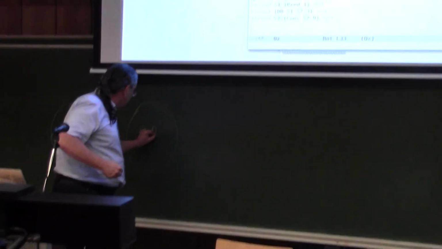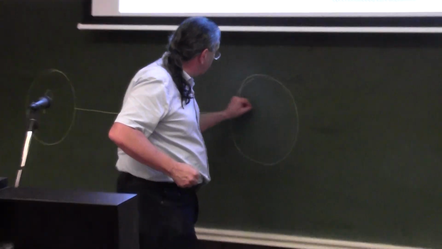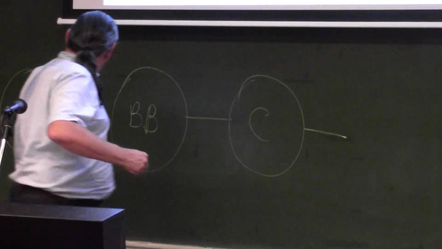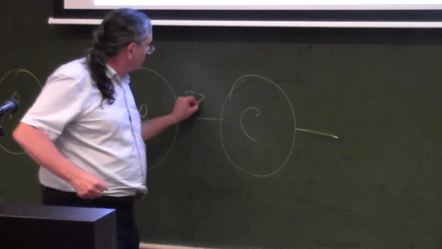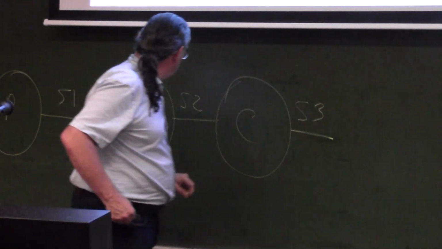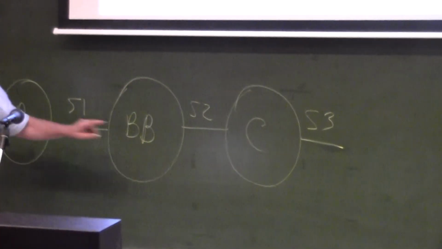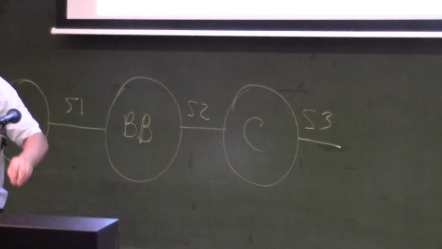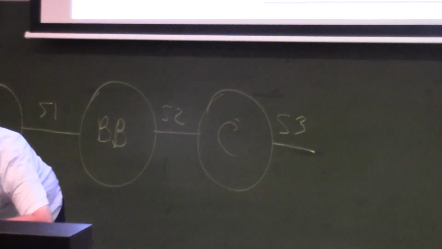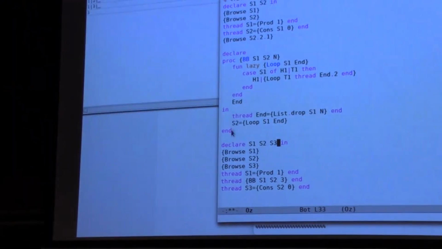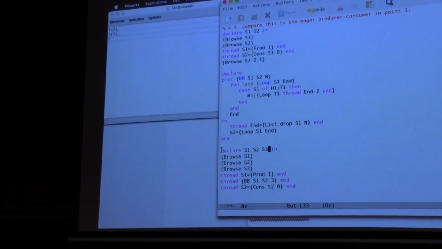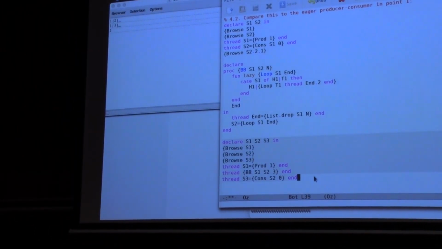So it looks like this. S1, S2, S3. So the bounded buffer is in there. So that's how it looks. Okay, I did compile it, I think. Yeah, let me try it now. So is my code right? I think it should be okay.